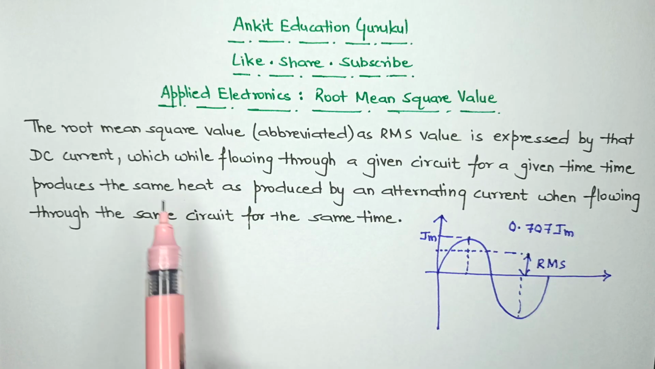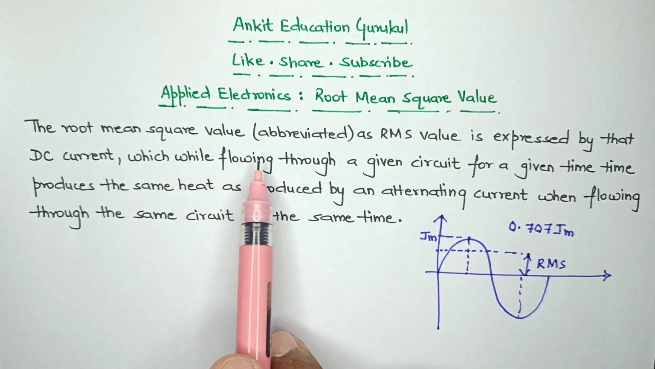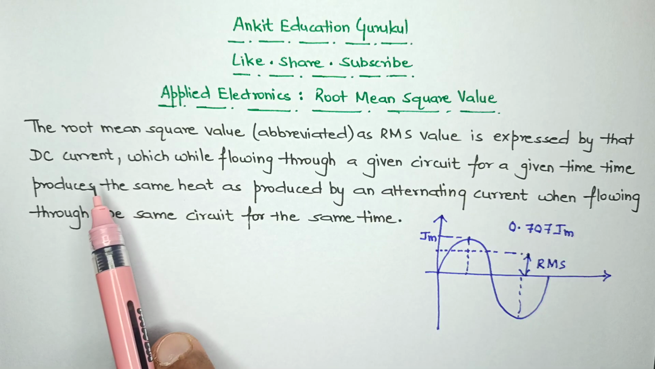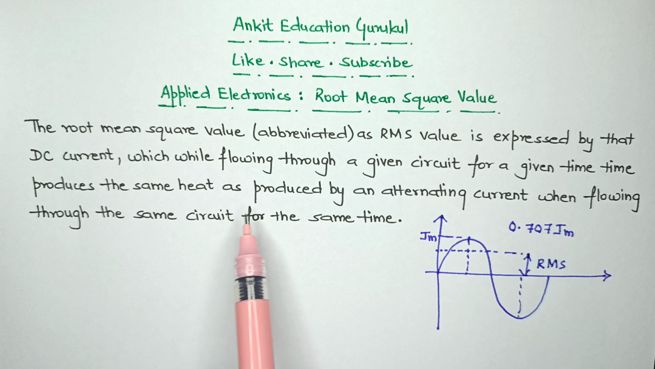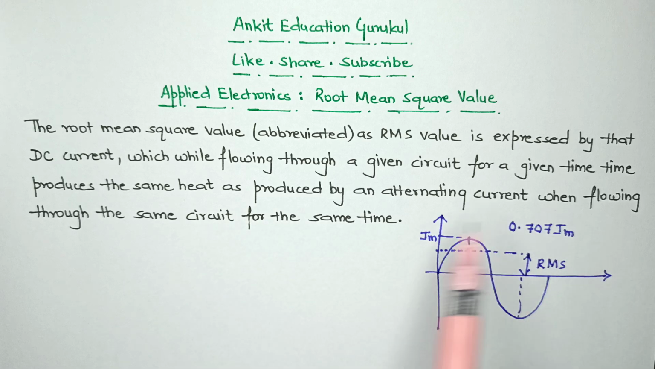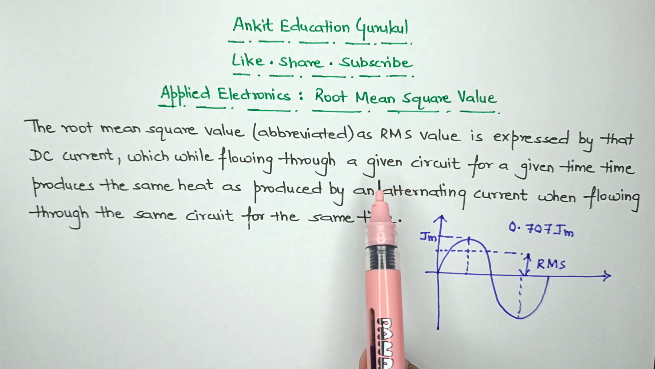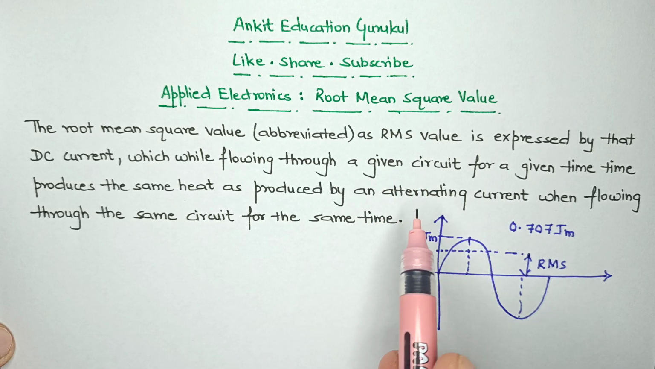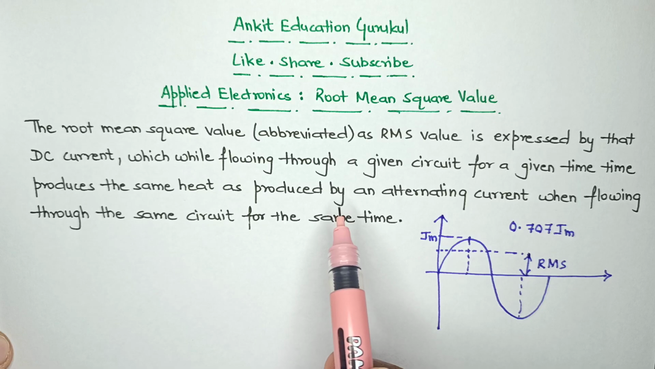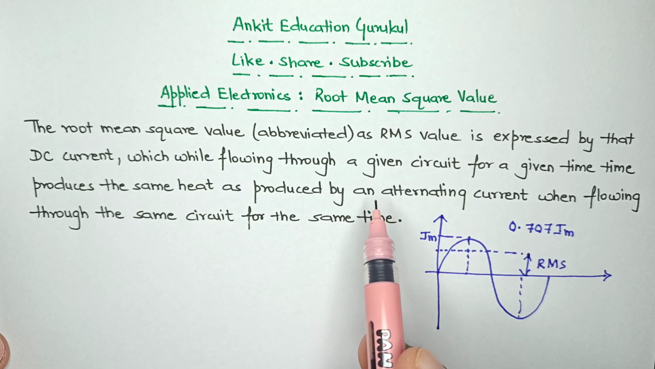The root mean square value, or RMS value, is expressed by the DC current which, while flowing through a given circuit for a given time, produces the same amount of heat as produced by an alternating current flowing through the same circuit for the same time. So the RMS value is that value of the DC current which produces the same heating effect. It is also known as the effective value or the virtual value of the alternating current.